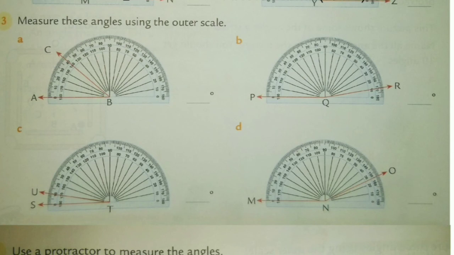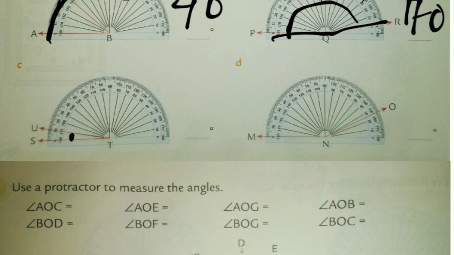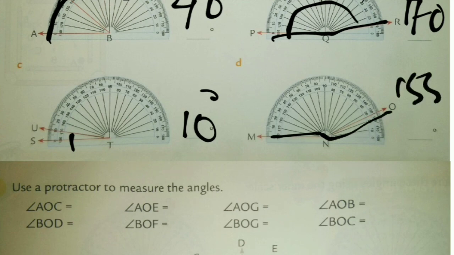Now we can use the outer scale. Outer scale means that outer one. Here this represent 40 degree. Outer scale, this one. In this one, this will show 170 degree. Outer scale. This will show 10 degree. This will show 155 degree.